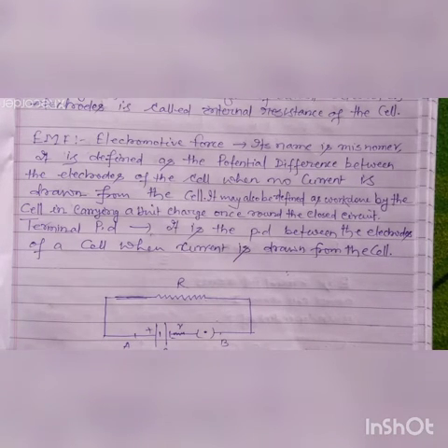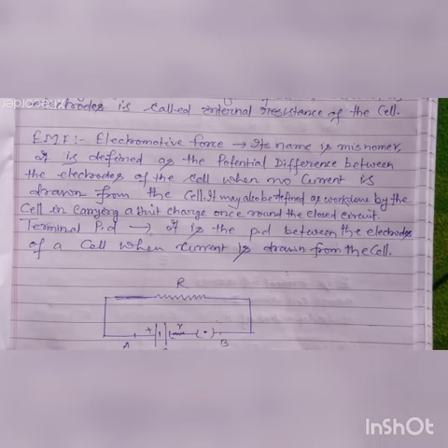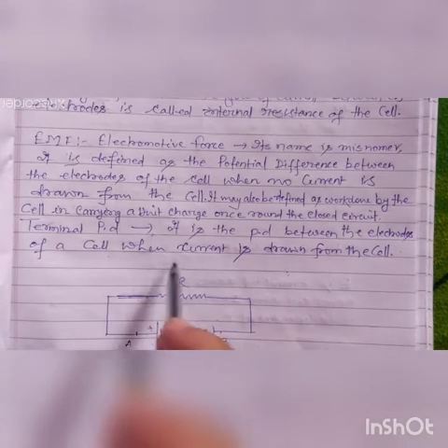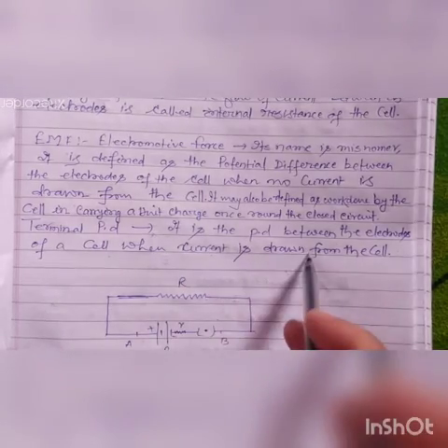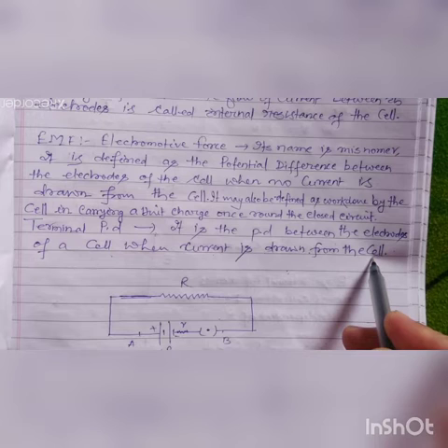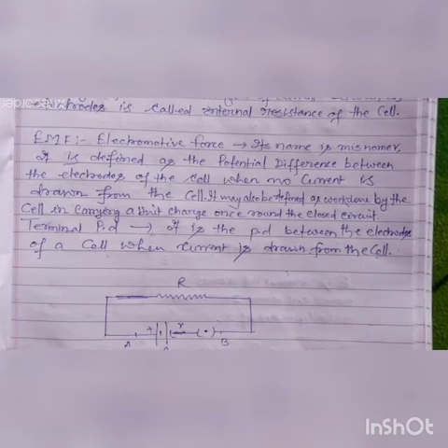Now there is another term, terminal potential difference. It is the potential difference between the electrodes of a cell when current is drawn from the cell. So when no current is drawn from the cell, the terminal potential difference is known as EMF. When current is drawn from the cell, it is the terminal potential difference.